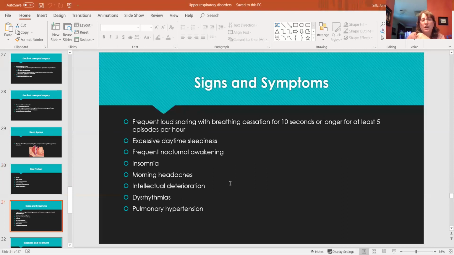Signs and symptoms, again, a lot of people associate this with snoring, but it's not necessarily just that. So frequent loud snoring with breathing cessation for 10 seconds or longer for at least 5 episodes per hour. Other things would be excessive daytime sleepiness, frequent nocturnal awakenings, insomnia, dysrhythmias, pulmonary hypertension, morning headaches.